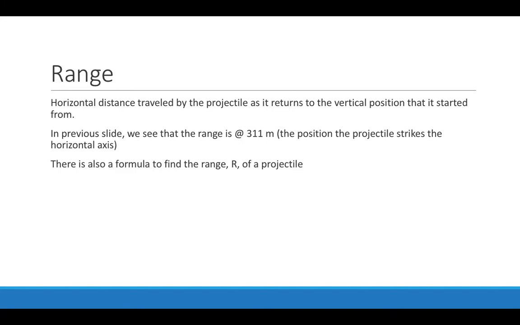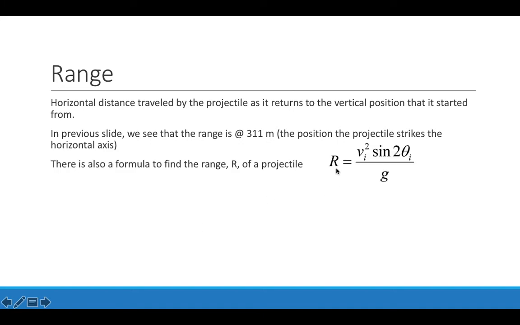So the range, as we mentioned, is just the distance that the object travels horizontally as it returns back to the vertical position that it started from. So it started on the ground, ends up back towards the ground. And we measured that to be 311 meters approximately. It turns out there's also a formula that we could use to calculate the range if we didn't want to draw this picture to conceptualize it.